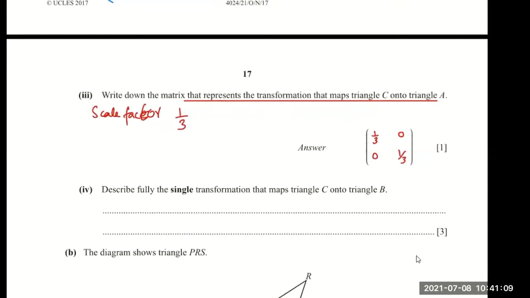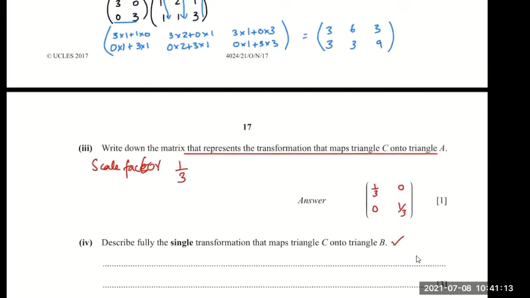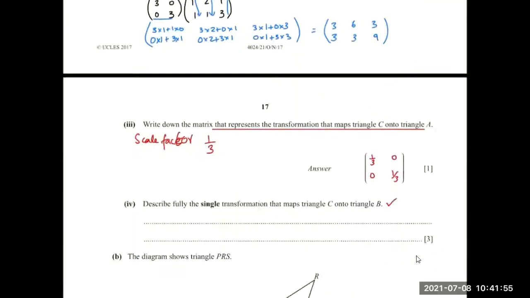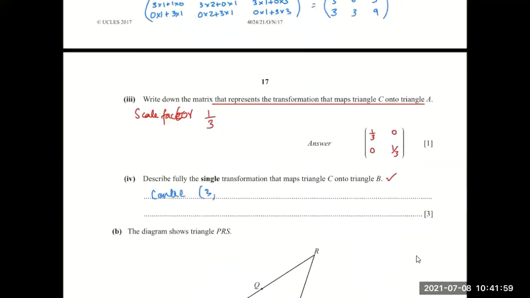Then it says describe fully the single transformation that maps triangle C onto triangle B. Let's look at that. Triangle C onto triangle B is also an enlargement. I need two things: the scale factor and the center of enlargement. Yesterday I told you that in order to find the center of enlargement, you join an object and its image, and the object and the image. This looks like the center of enlargement is, not a whole number in this case, which is a little surprising, (3, -1.5). So the center is (3, -1.5), and C is the object and B is the image.